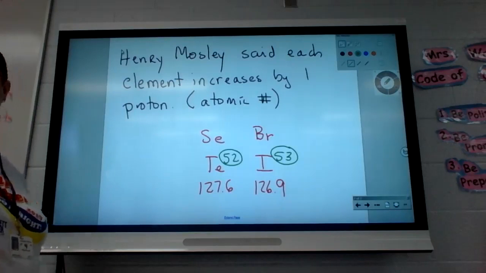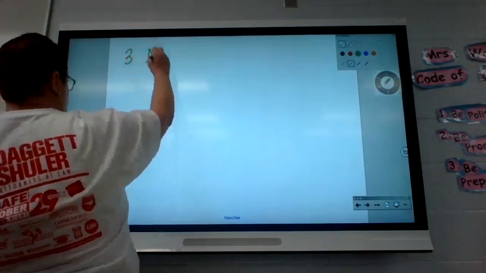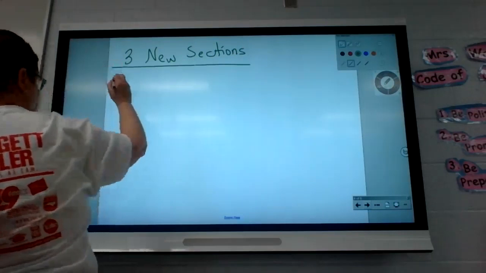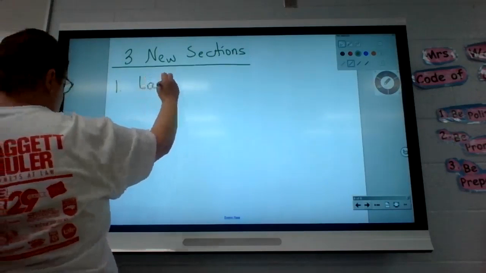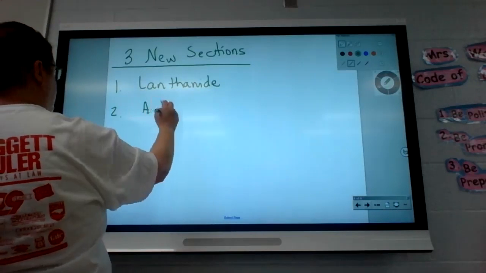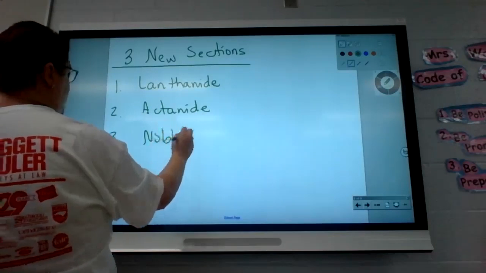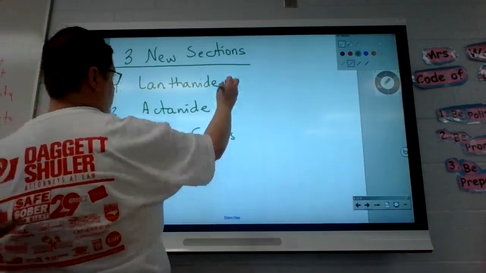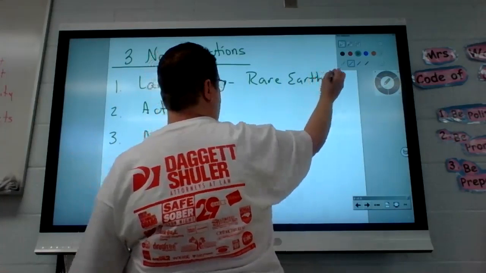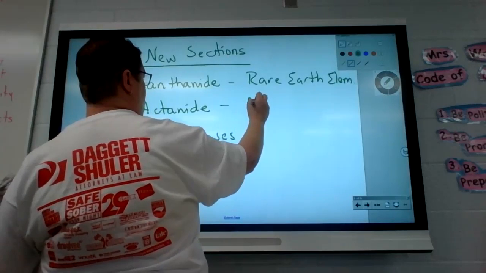What are the 3 new sections that have been added to the periodic table since Mendeleev's time? The bottom, the side, and the right. The lanthanides, and the noble gases. Yep. Now, the lanthanides are also known as the rare earth elements. The actinides are all radioactive.